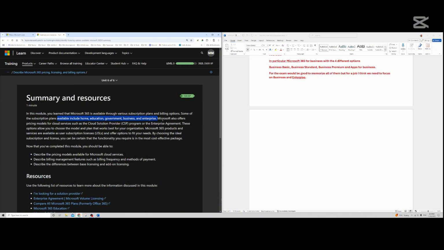Also offers pricing for cloud services, such as the cloud solution provider program or the enterprise agreement that we saw in the first video. This option allows you to choose the model and plan that works best for your organization. Microsoft 365 products and services are available as user subscription licenses and offer options to fit your needs.